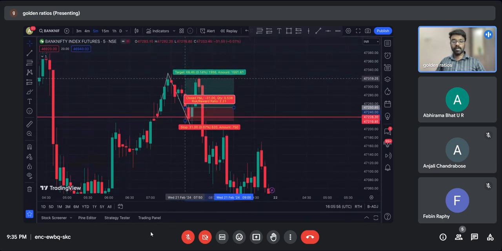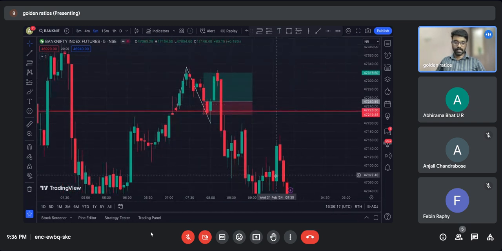Here we can see why it got rejected exactly at that place. Those who purchased here have kept their target over here, right? Because it is 1:2. That's why, once it reached there, it started falling, because the people who took the trade kept their target at 1:2. I hope everyone is understanding.